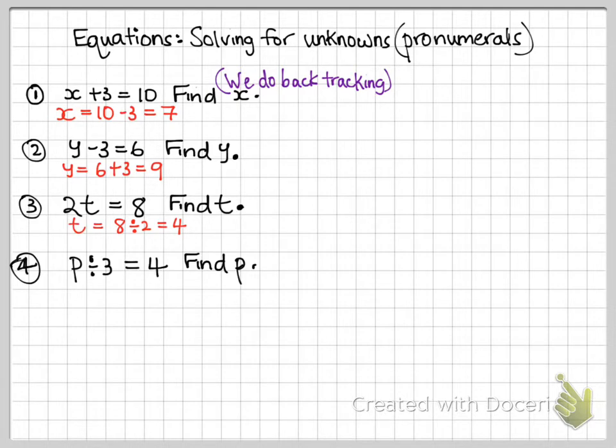And now looking at the next question, I've got p divided by 3 is equal to 4. We need to find p. Remember, I'm taking p and I'm dividing it by 3. So for division, the backtracking is going to be multiplication. So I have to take 4 times 3 to get an answer for p. And I get p is equal to 12. So this answer just confirms that p is equal to 12.